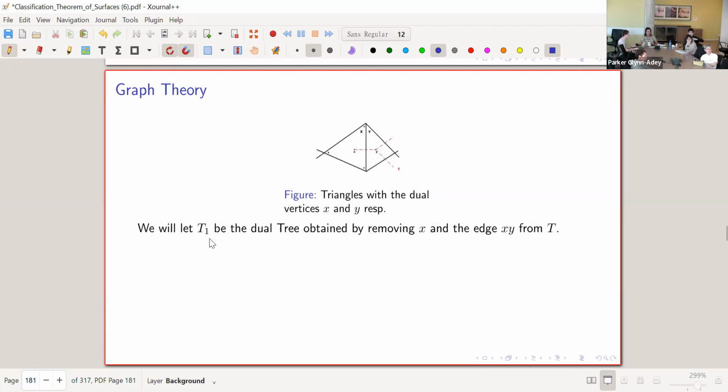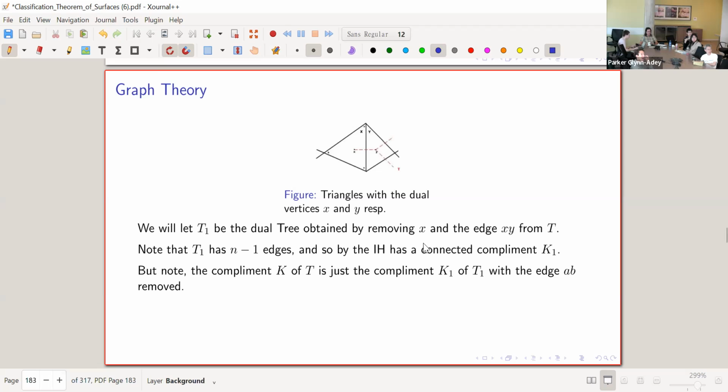Right, so we're going to let T1 be the dual tree obtained by removing x and the edge xy from T. So we're going to remove this edge and this vertex. So now the tree will have n minus 1 edges, and so by the induction hypothesis, its complement must be connected. So now we just add back our x, y, and x to here. But note that we didn't disconnect the complement at all, because it meets this edge now if we add it back.